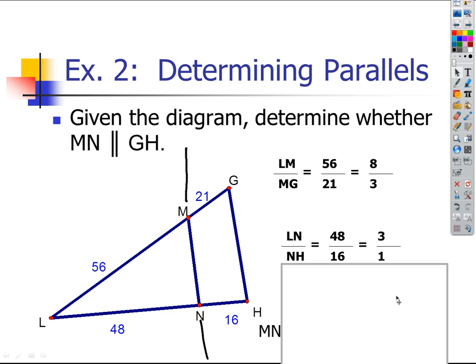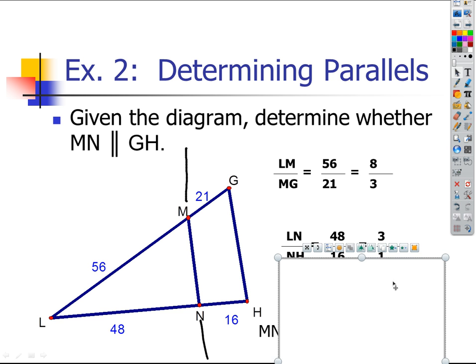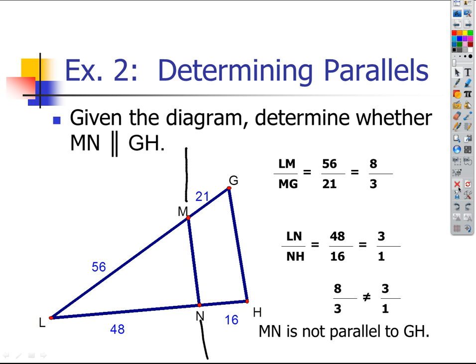Well, we can find out. And it turns out that they're not, right? 56 over 21, let's see, 7 goes into both of those. 7 goes into 56 8 times, 7 goes into 21 3 times. So that one reduces to 8/3. 48 over 16 reduces to 3 over 1. 8/3 is not the same as 3 over 1, is it? So we know, therefore, because the sides are not proportional, have not been cut proportionally, they're not parallel. Okay?